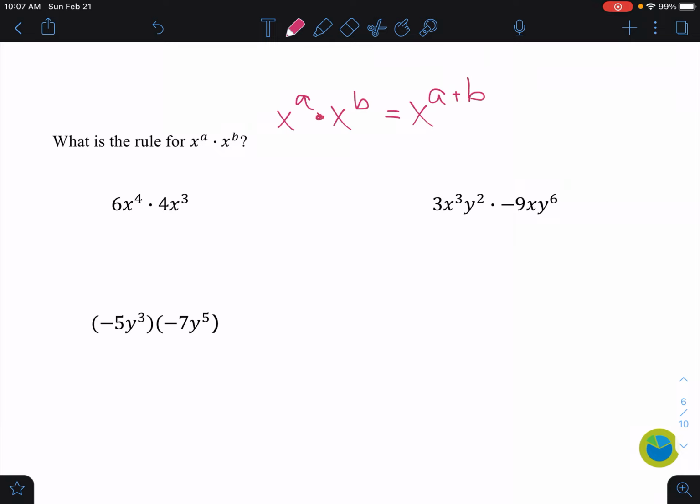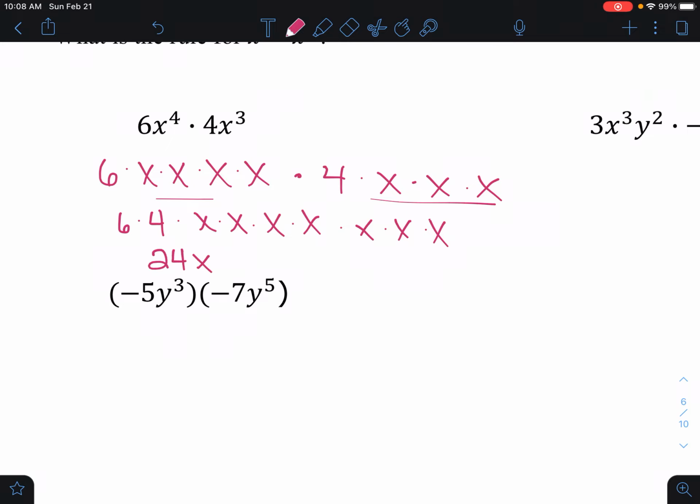So I could rewrite this as 6 times 4 times x times x times x times x. Okay, that's these 4 right here. Now I've got these 3, so times x times x times x. Okay, so now this would be 24. 6 times 4 is 24. And then how many x's do I have here? Okay, that's x to the 7th power.